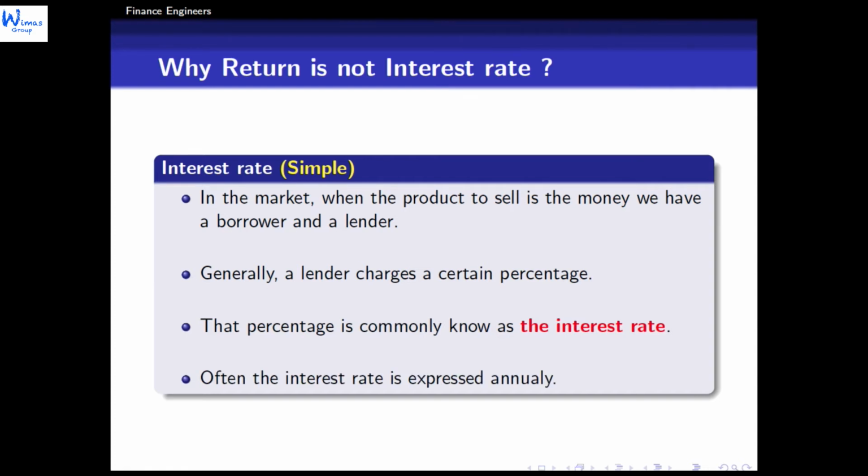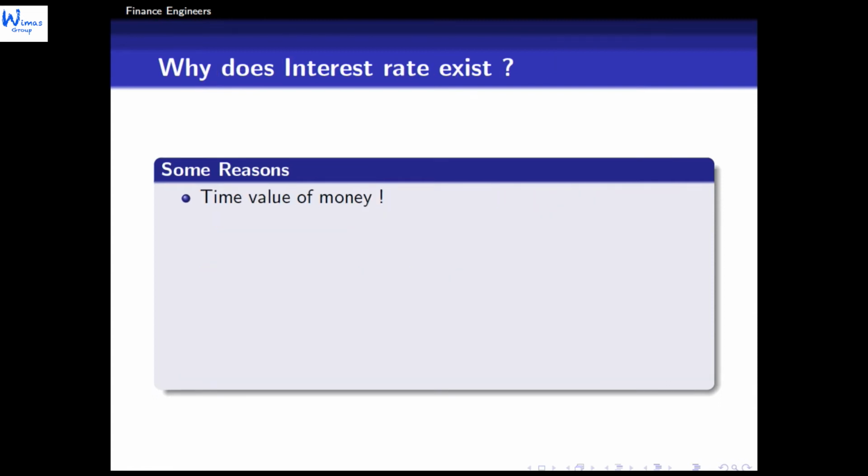Often the interest rate is a percentage which is expressed annually. When we mention a number, we don't say it's per year, but often we understand that it's per year. If not, we have to mention the period. So why does interest rate exist? There are many reasons, but one of them is this concept from economics, which is time value of money.